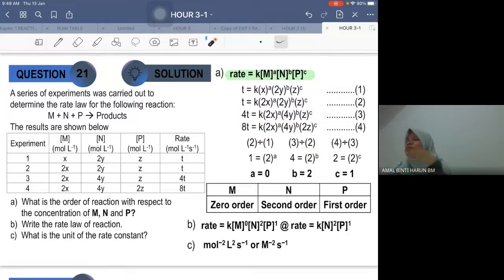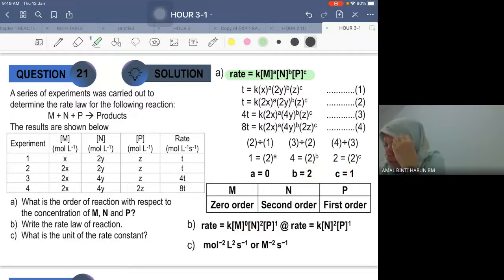Next. Mana lagi? C pula, mana C? Eksperimen 4 divide by eksperimen 3. So, you akan dapat bila 4 bahagi dengan eksperimen 3. Ini sama. So, boleh cari C. So, it is 0 order respect to N. Second order respect to N. And first order respect to P.